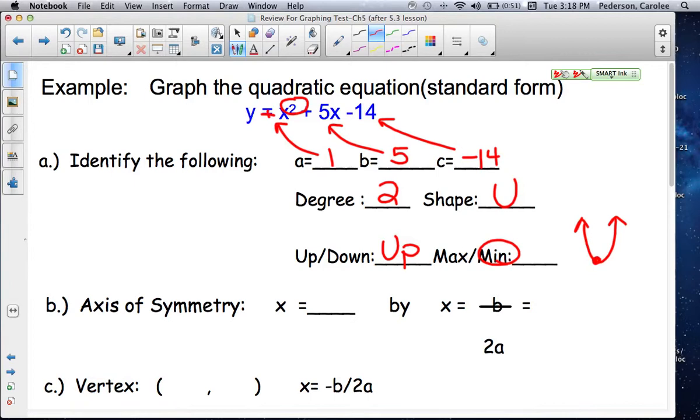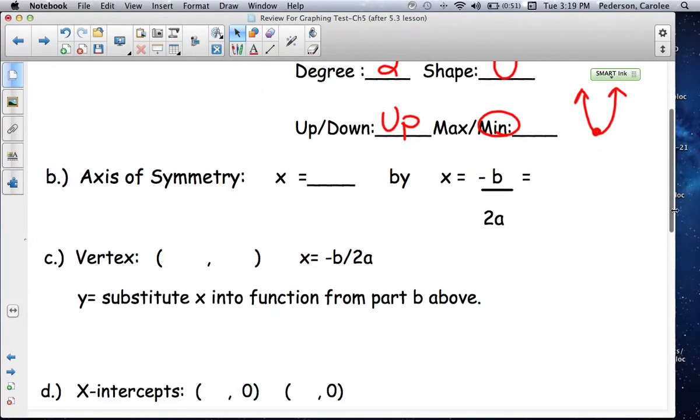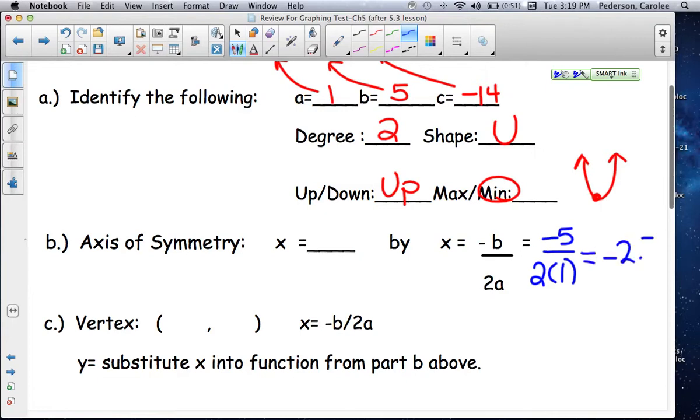Now we're set to find out the x of symmetry and then the vertex. To find the x of symmetry, we had a formula that we used. X equals negative b over 2a. So we're going to go ahead and use our a and b from up above. So our b is 5, so it's negative 5, over 2 times 1. So we get negative 2.5. So our equation for the axis of symmetry is x equals negative 2.5.